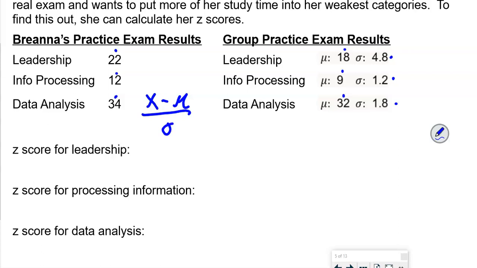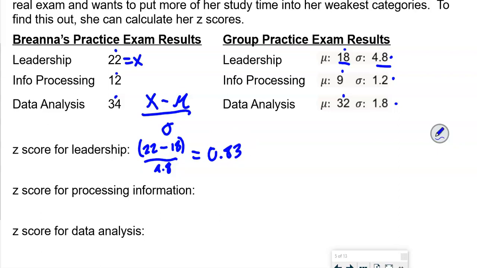So for leadership, this is our x right here, okay? We're going to take x and subtract from it the 18. Sorry, I didn't mean to put x there. I meant to put 22. So we're going to put 22 minus the 18, and we're going to divide that by our 4.8. Just recall that we got to do what's on top first, okay? And then divide by 4.8. So we get 0.83 here, right?